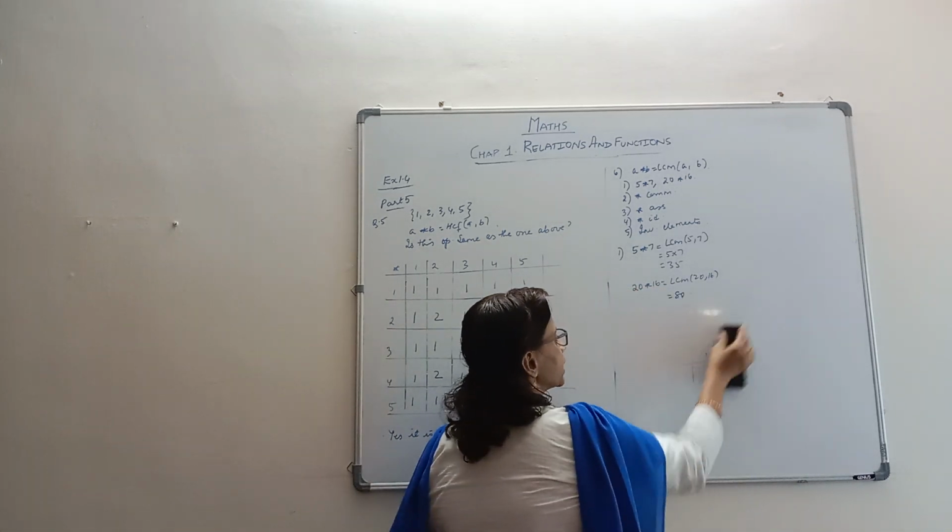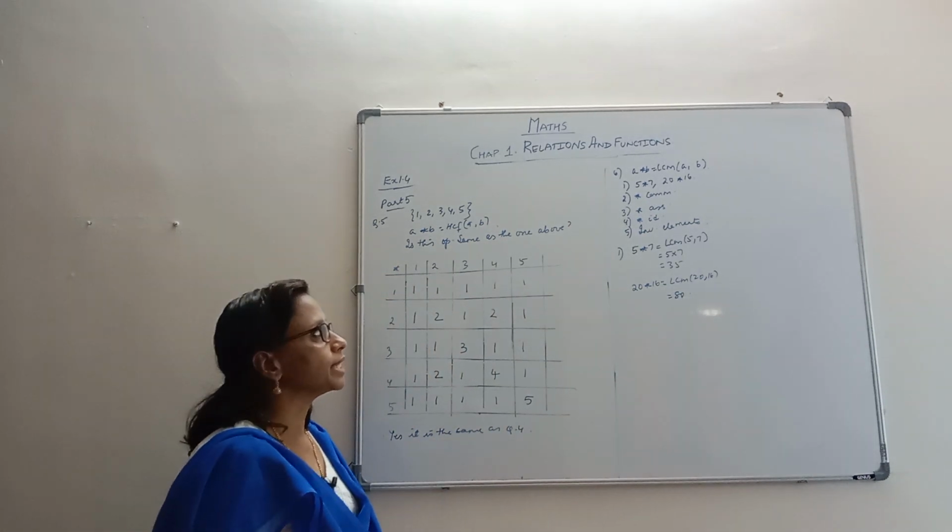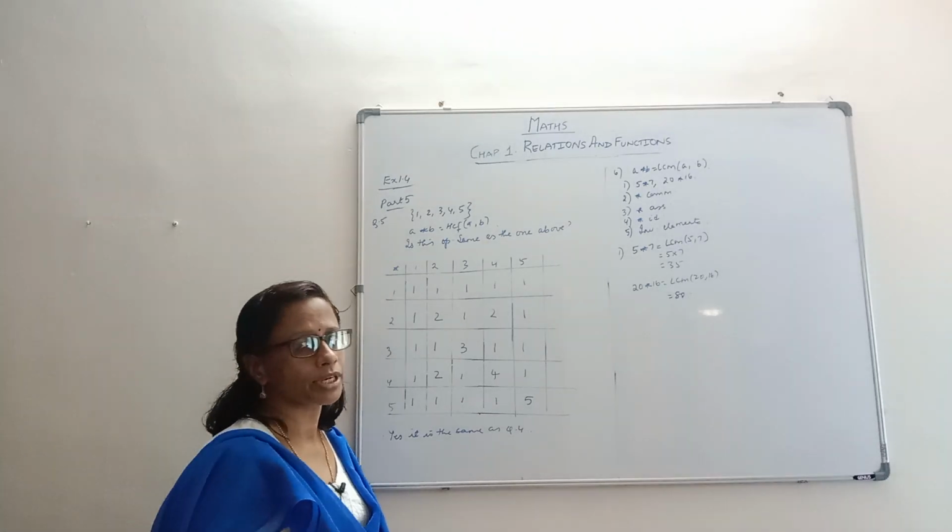Now by the routine method of finding the LCM, we are getting the value as 80. Now we have the second subpart where they are asking us to check whether star is commutative. It is commutative.